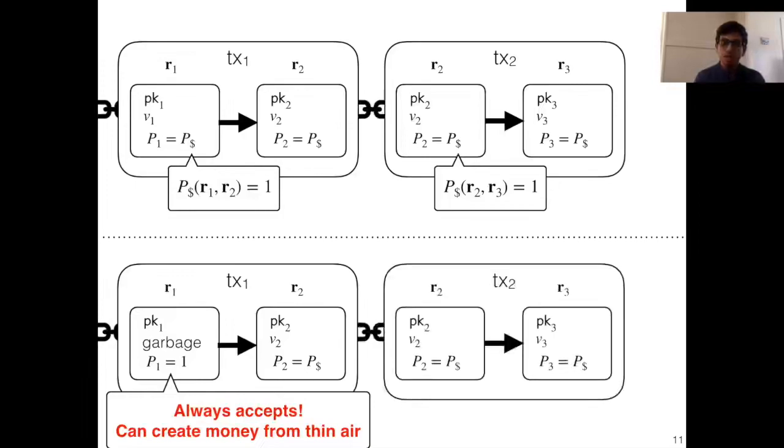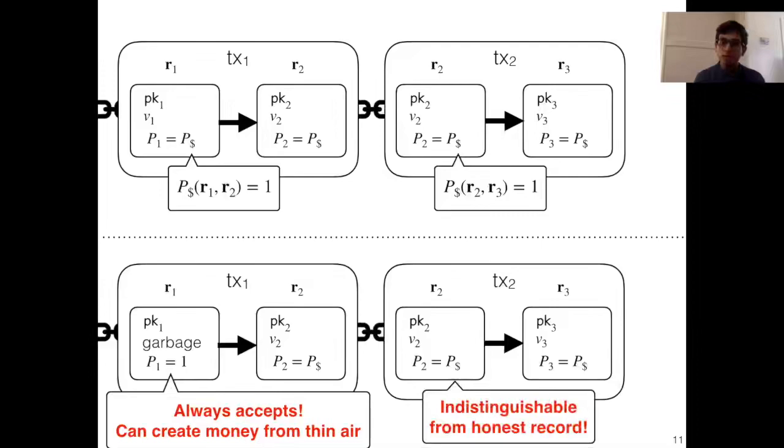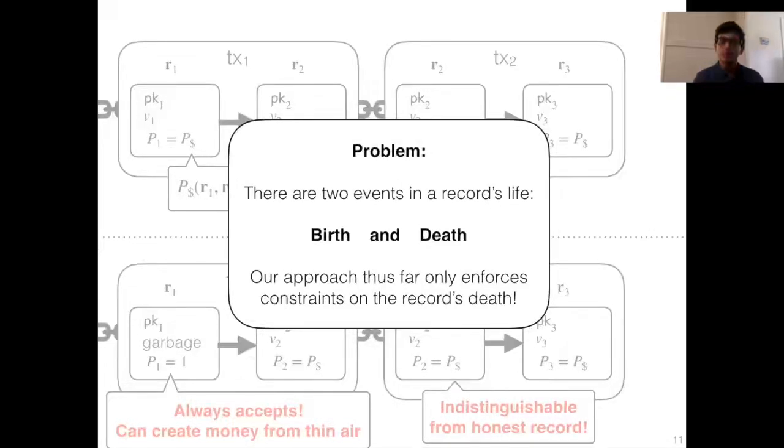Indeed, if a later transaction tries to spend R2, what that user will see is that R2 is indistinguishable from the honest case. There's no way to trace the fact that R2 was created in a dishonest manner. So what we've now achieved is a complete break of the integrity property of the currency. We've allowed undetected inflation to enter the currency, which is a problem. Okay. The reason that this problem crops up is that there are two events in a record's life, birth and death. However, our system only enforces constraints on the record's death. There is no constraint on the record being born.